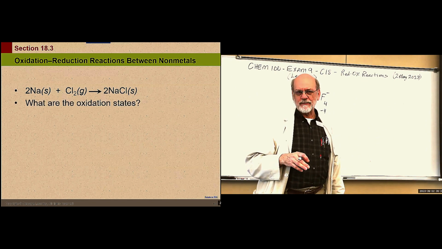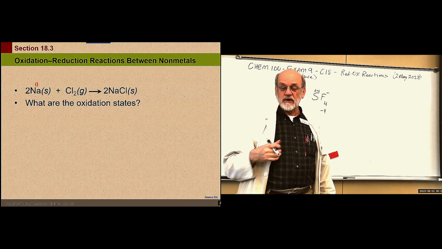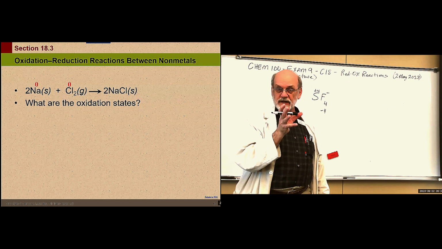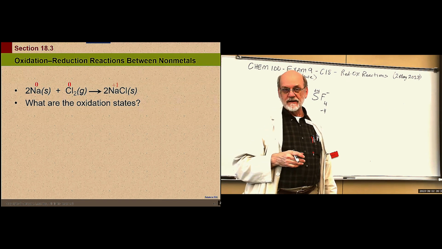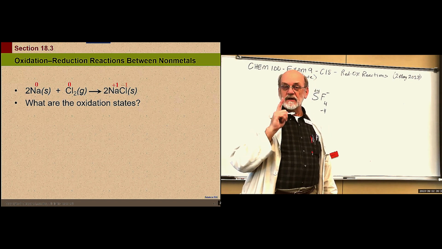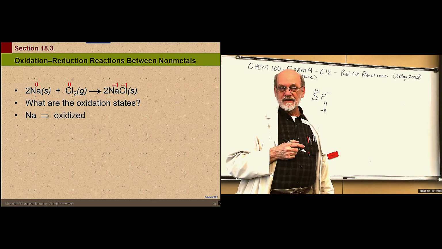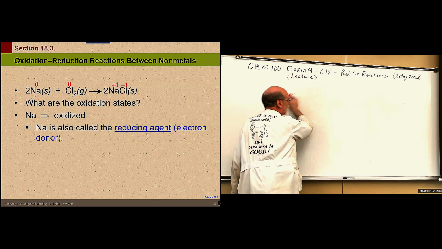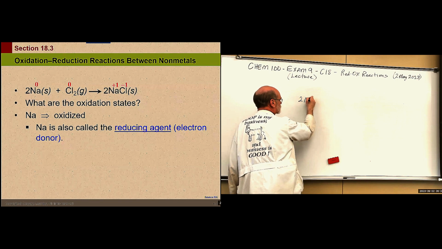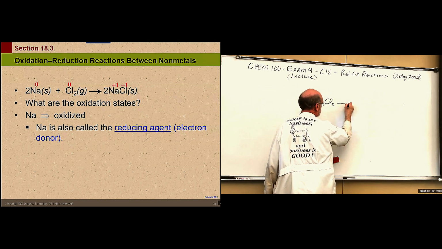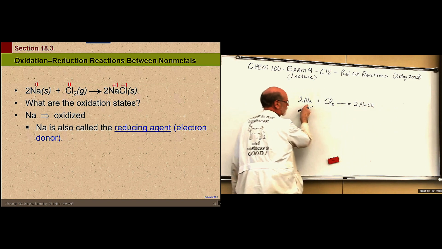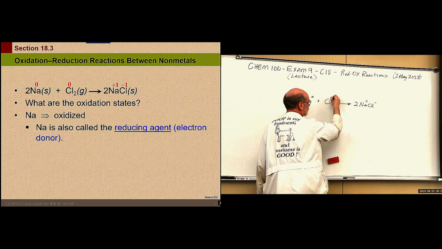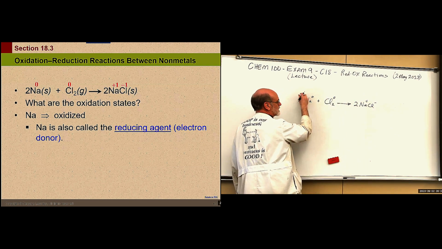So there we have our previous example. What are the oxidation states? Well, we did 0 for sodium and 0 for chlorine, because they're neutral elements in their most stable form. Sodium is an alkaline metal, plus 1. That makes chlorine a minus 1. So sodium has to be oxidized, and there's another term that we're introducing now. If we say that we have two sodiums, and the chlorine yields 2 sodium chloride, and sodium goes from a 0 to a plus 1, and chlorine goes from a 0 to a minus 1, then sodium has to be oxidized.